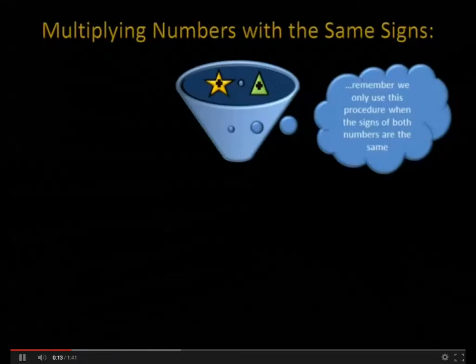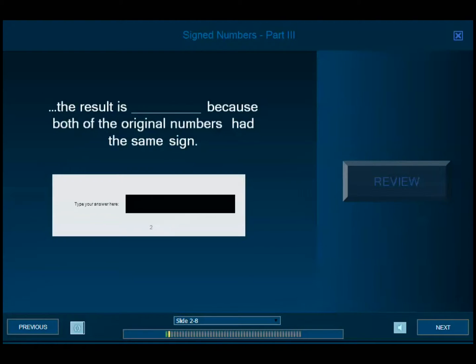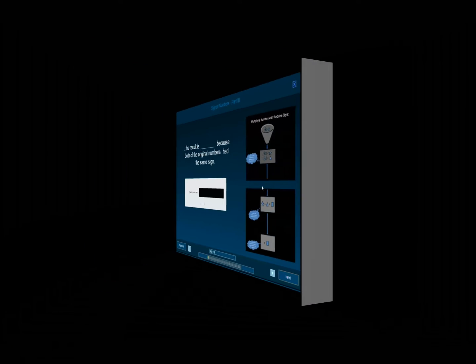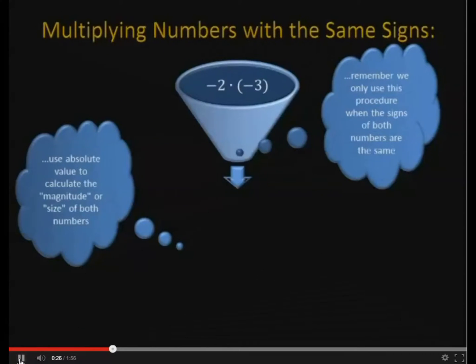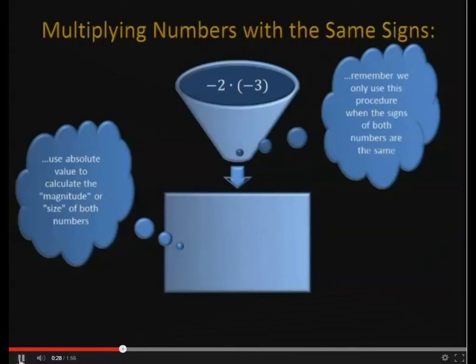It's very important to remember that we only use this procedure when the signs of both numbers are the same. The result is positive because both of the original numbers had the same sign. Going on with our calculation, we use absolute value to calculate the magnitude, or size, of both numbers. The absolute value of the first negative number, -2, is equal to +2, its opposite.